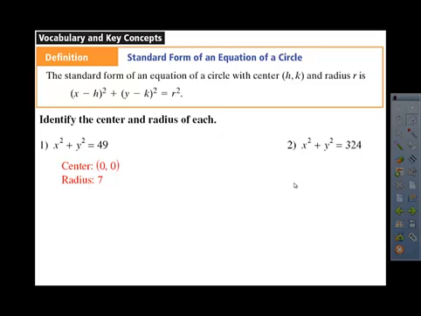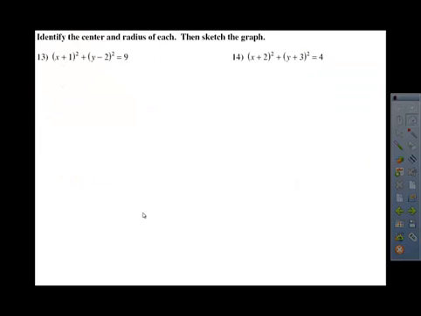What's the center and the radius? All right, so there's no numbers in here with the x and the y, so it's going to be 0, 0. And then what's the square root of 324? All right, good, 18. All right, so watch this. It says identify the center and the radius of each.